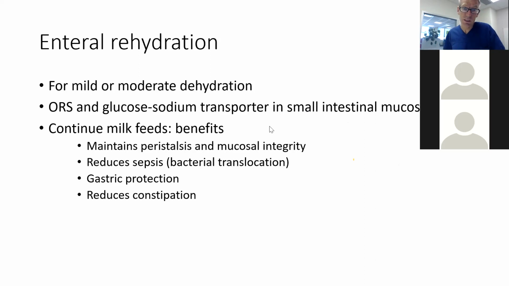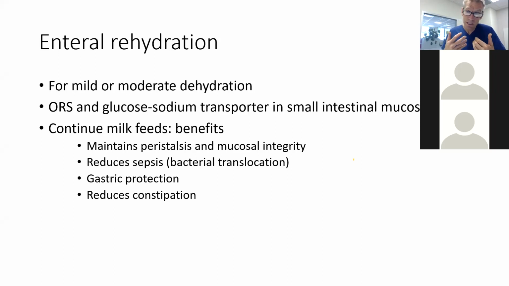If possible, you should continue to feed children during serious illness and if they're dehydrated. So I always continue milk feeds if you can, and that's because it does maintain the peristalsis of the bowel, and it maintains the mucosal integrity of the bowel. If you stop feeding a child for 48 hours, then the mucosal lining of their bowel becomes atrophied, and that can lead to other problems such as the translocation of bacteria across the bowel and into the bloodstream.